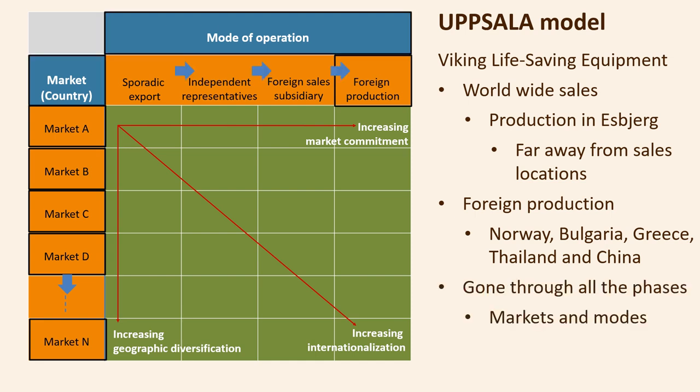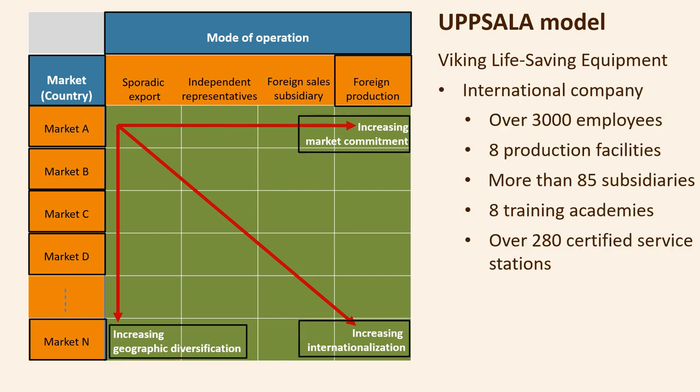Viking life-saving equipment has gone through all the phases of the model. They export to more and more markets and operate in all the modes. Thus, they are a classic example of how the model can describe a company's growth over time. Viking life-saving equipment is now an international company with over 3,000 employees. The organization spans 8 production facilities, 85 departments and subsidiaries, 8 training academies, and over 280 certified service stations. You can follow their further development on their website.